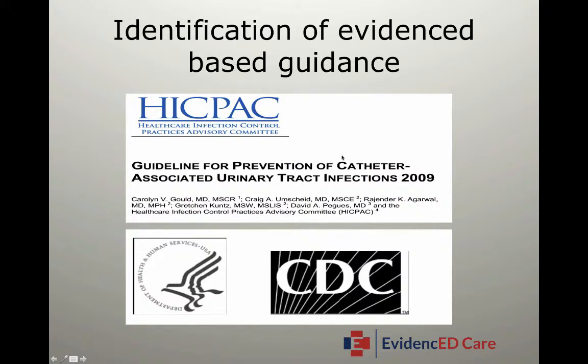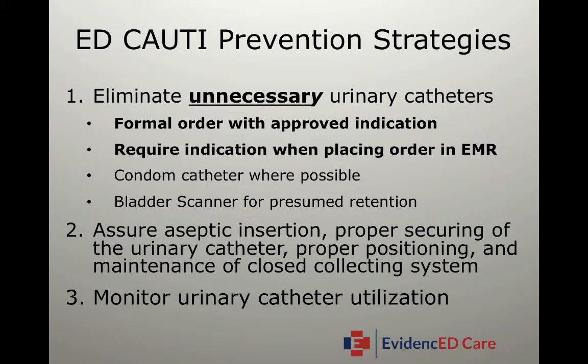This video and the recommendations are based on evidence-based medicine from the Center for Disease Control and the American Hospital Association and their working committees. There are three major strategies for reducing CAUTIs in the emergency department. First really would be eliminating unnecessary urinary catheters when possible.